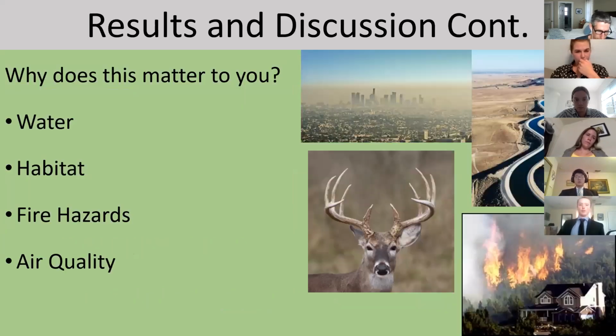And then results and discussions continued. Basically, why does any of this matter? There are a few different reasons. First off is water. When you have a devastating fire in an area, you get a lot of debris, a lot of ash, a lot of different chemicals and materials that make that water supply less stable, less healthy to have. Second of all, habitat.